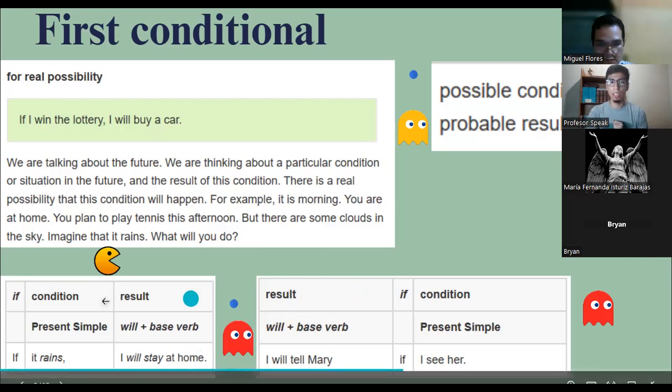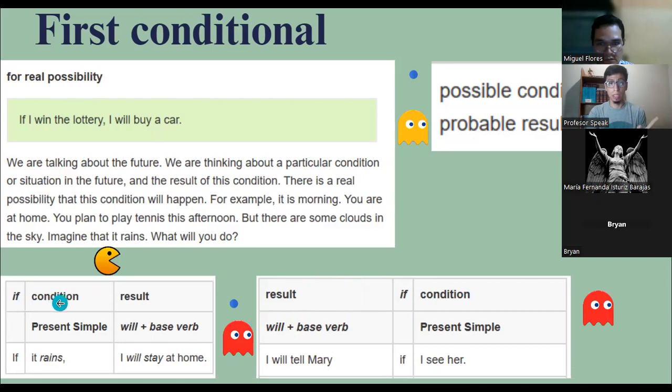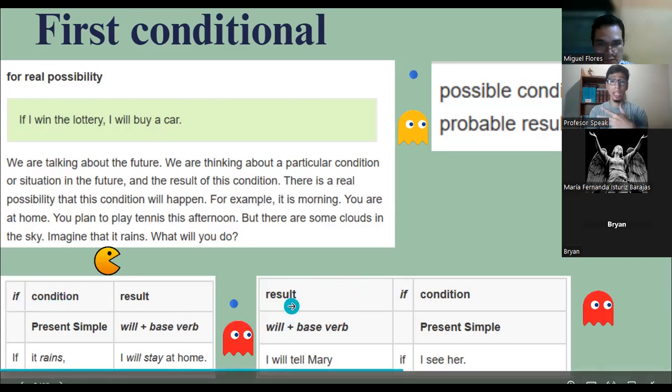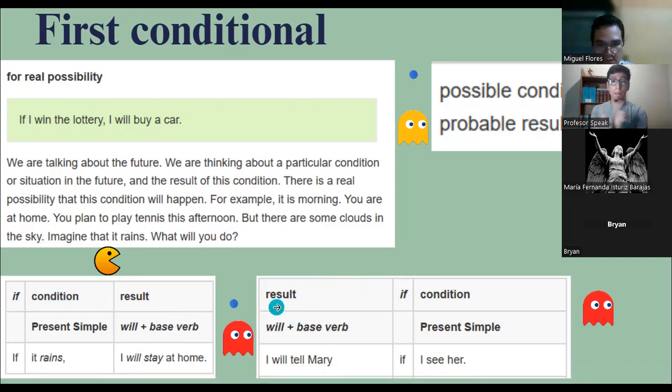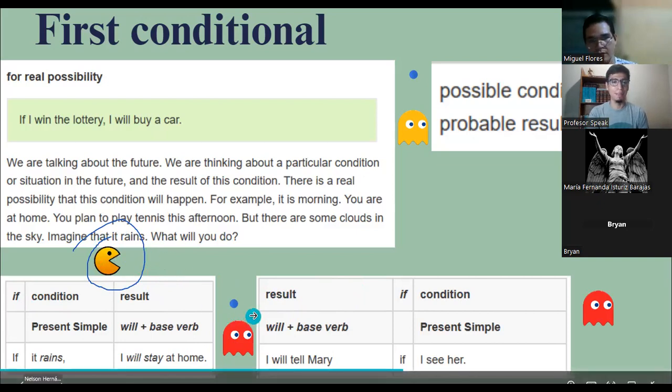And also, guys, here you have the two options. If condition, or you can swap the order. The result first. Who is? Aha, you found that tool. You discovered that tool, right?